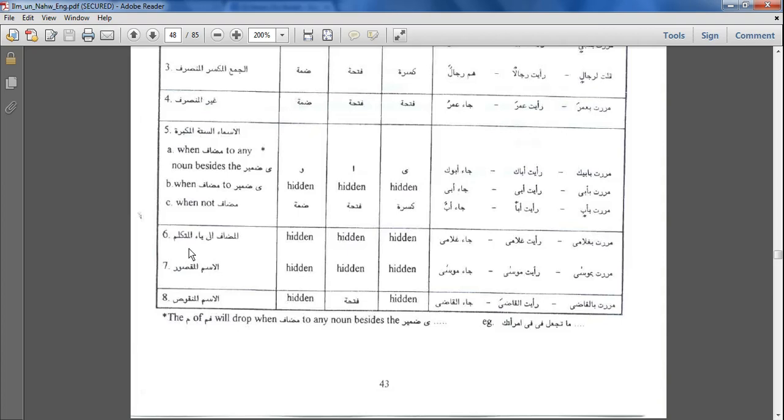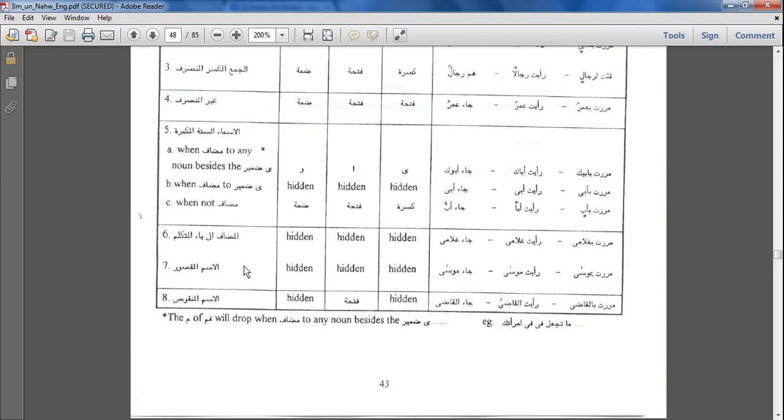The sixth noun is al-mudaf ila ya'il mutakallim. So it is going to be hidden, meaning you will not get a visual dhamma, fatha, kasra in any form. Ja'a ghulami, ra'aytu ghulami, marartu bi ghulami. So in all these cases, in the rafa, nasab, jar, you see the same thing, just like was mentioned in abi.